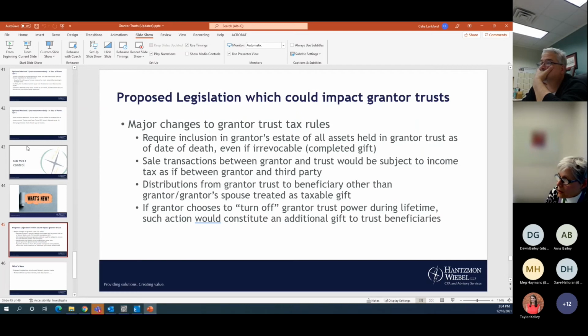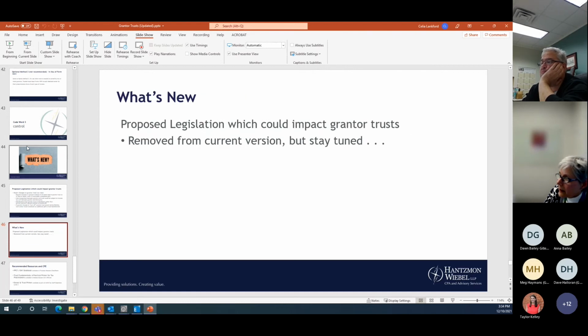These are some of the other features. You would also have the opportunity, if the grantor turns off the grantor trust power, that would constitute an additional gift, which would require more gift returns. Distributions from the trust to the beneficiary other than the spouse would be treated as a taxable gift. So a lot of features they were talking about, and what happened is in the most recent version, they have removed that. But we don't know whether they're going to readdress it or whether it's going to come back to haunt us.